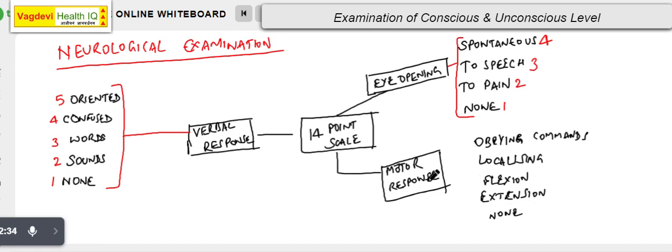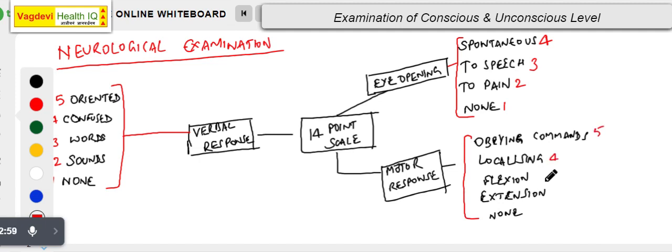Okay, so these are the components of motor response. You remember? Yes. So now you have to give numbers. Obeying commands, how much will it go? 5. Localizing, 4, then flexion will be 3, extension will be 2, and none will be 1. So you could see 5, 5, and 4.